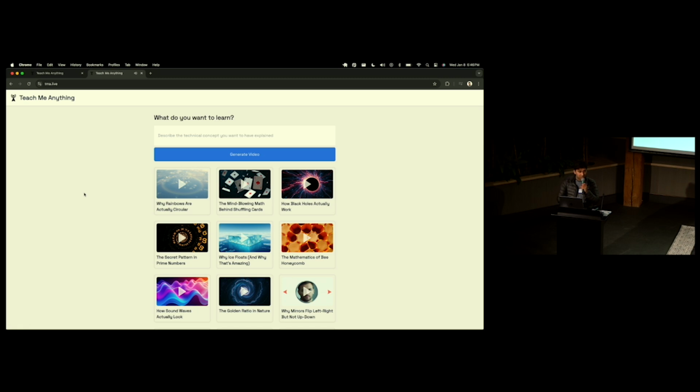Okay, and I'm pretty open to any audience requests. Does anyone have a thing they want to learn about? Gravitational lensing is something I just heard, so let's try it. Gravitational lensing.